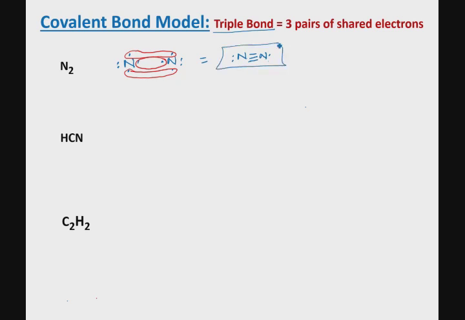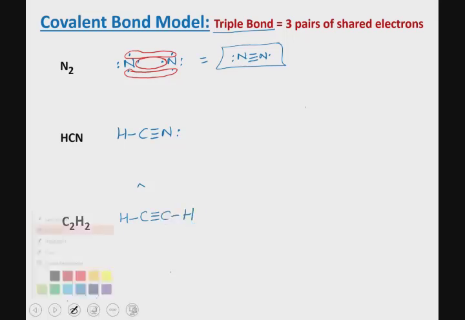Please pause the video and try out the remaining 2. Hopefully your HCN molecule, once you've drawn it, shows a structure like that. And then acetylene, which is a flammable gas used in blowtorches, looks like that.